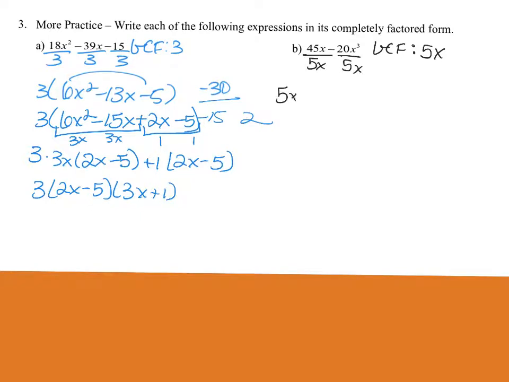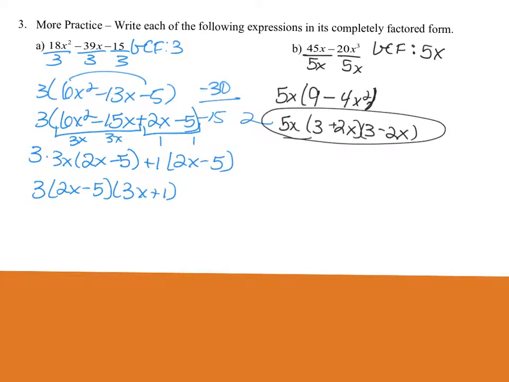Put it out front, and I get 9 minus 4x squared. I'm hoping that you recognize that this is a difference of perfect squares, plus and a minus. Again, don't change the order. So the square root of 9 is 3, that goes first. The square root of 4 is 2, that goes after the sign, and then the square root of x squared is x. And that is the final answer there.